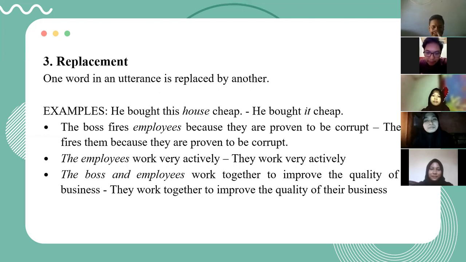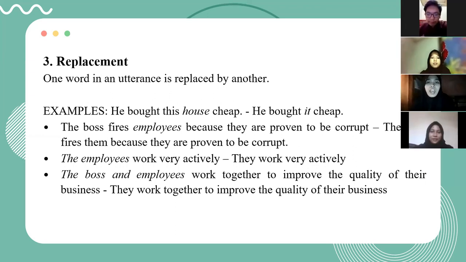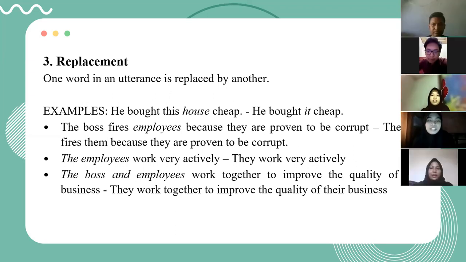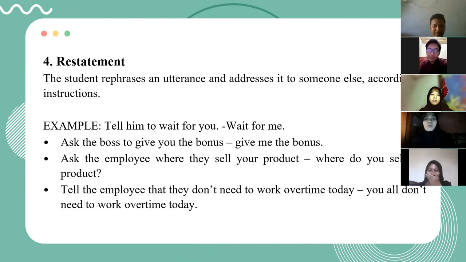Okay. Number two example, the employees work very actively. They work very actively. Nice. The last one, the boss and employees work together to improve the quality of their business. The boss and the employees work together to improve the quality of their business. Nice. Now we move up to the fourth of our types of learning. And this we call restatement.